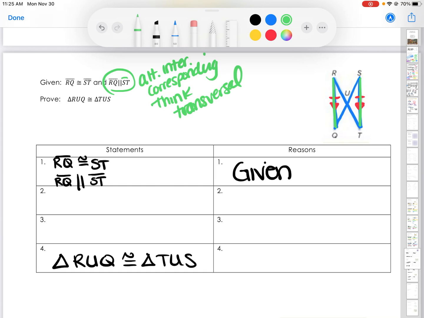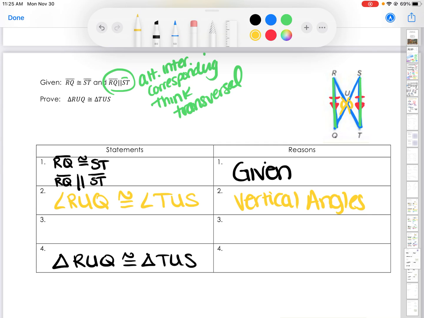All right, so we want to prove that RUQ, so the triangle on the left, is congruent to the triangle on the right. So we have sides congruent. That's awesome. Well, hopefully we're going to do angle, angle, side in this case. So if we're going to do angle, angle, side, we need two angles. First of all, we could absolutely say that these two angles are congruent, and that's because they form this little X, which means they are vertical angles. So that is angle RUQ and angle TUS. Those two are congruent to each other.